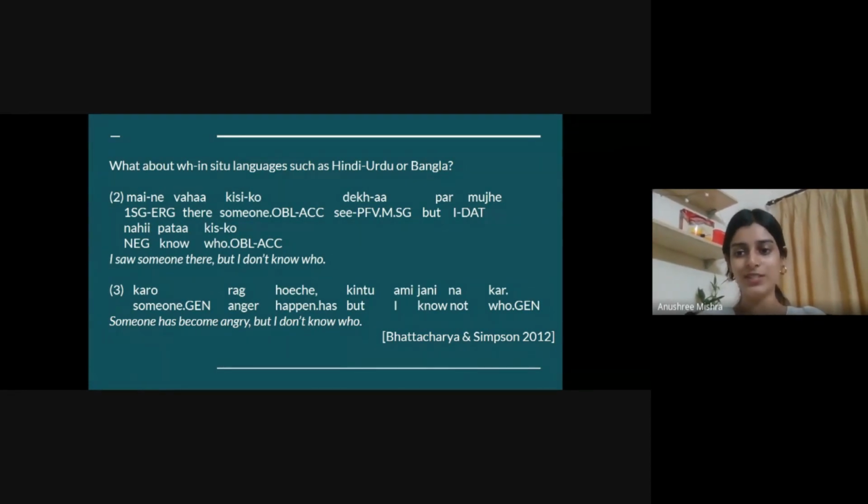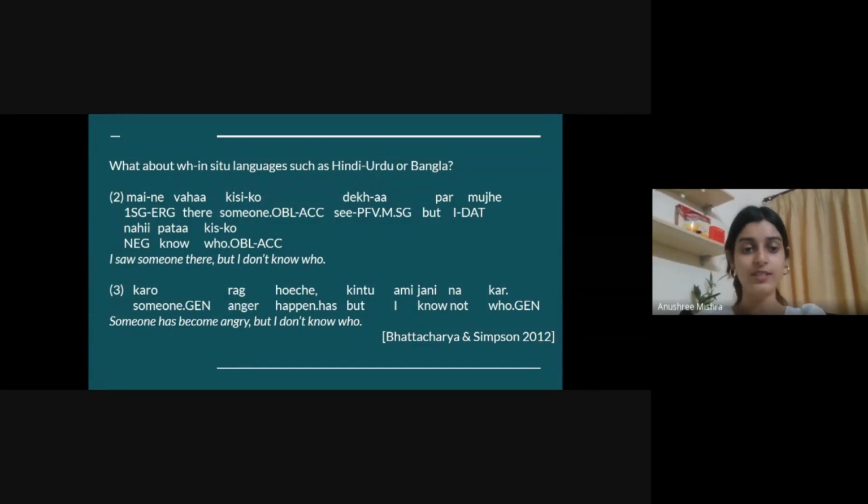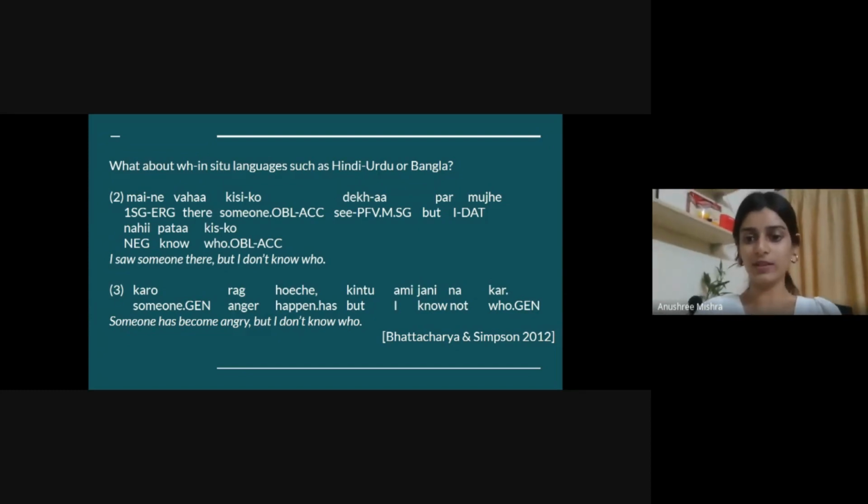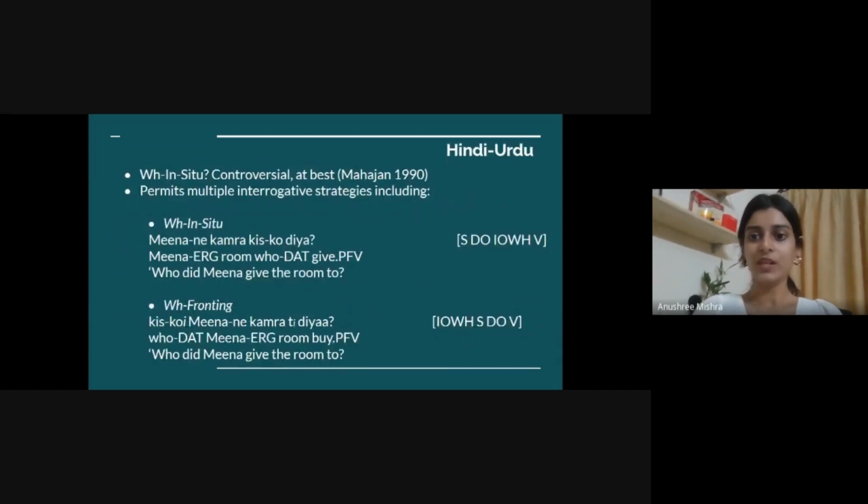Now, I would much rather read out the English translation because I am not a native speaker of Bangla and I wouldn't want to offend anyone with my pronunciation. So, here are two examples of the sluicing constructions in languages which are thought to be WH in situ and shouldn't ideally be reflecting such a construction in the first place. So, let us see what this is all about.